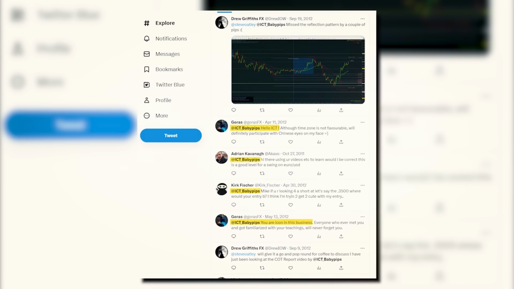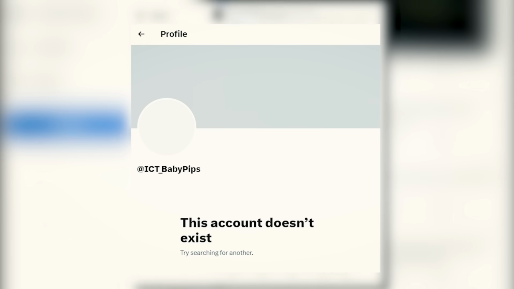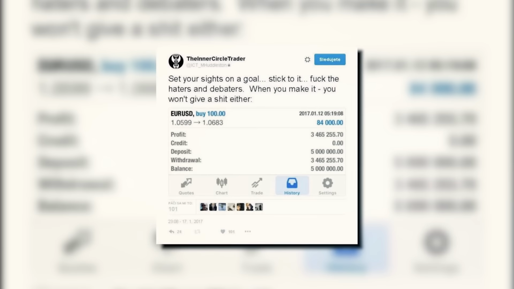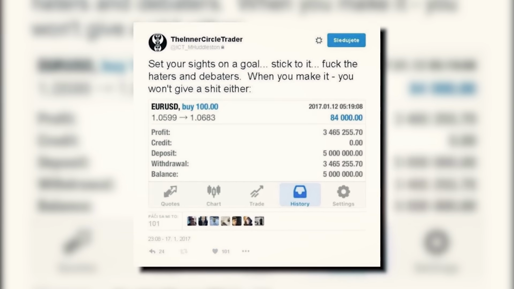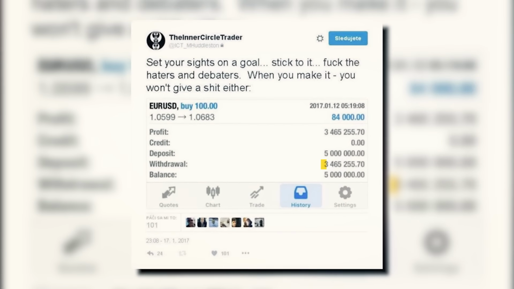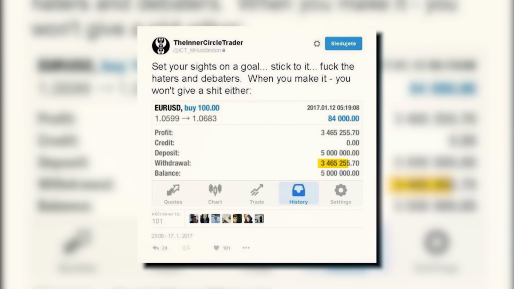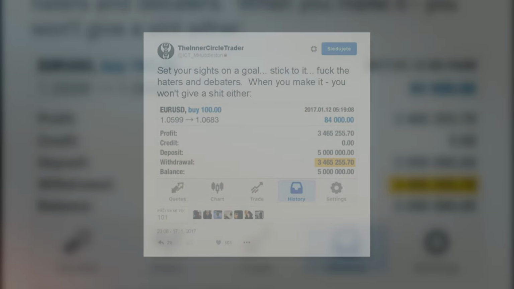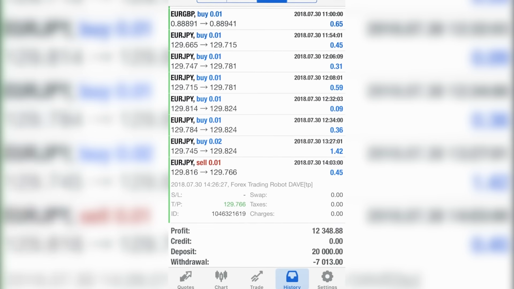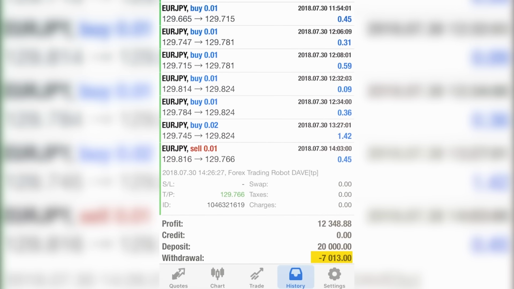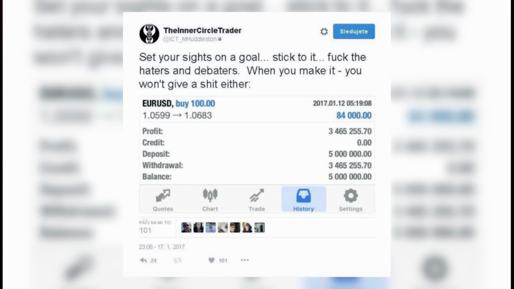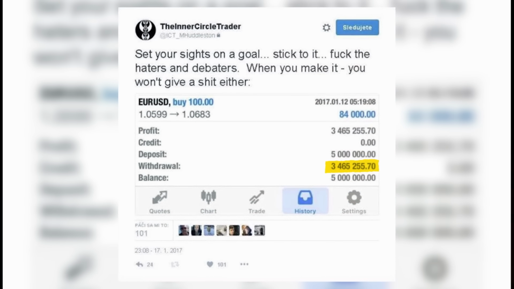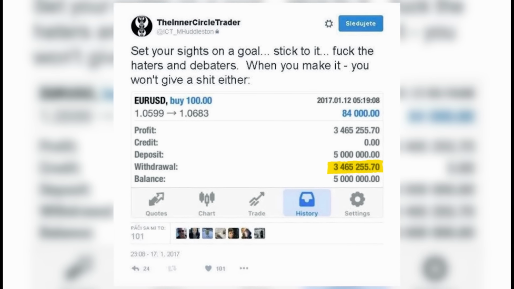The ICT Baby Pips account was completely scrubbed, and as expected, the content of the ICT M Huddleston account was also removed following a contentious tweet. In it, Michael attempted to validate a withdrawal of nearly $3.5 million US. Those familiar with MetaTrader 4 understand that a withdrawal reflects a minus sign next to the withdrawn account. This minor detail escaped Michael's attention, and accusations of falsifying MetaTrader 4 data followed.